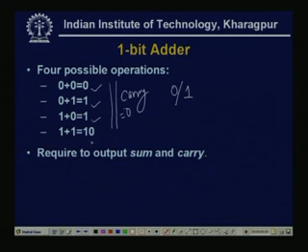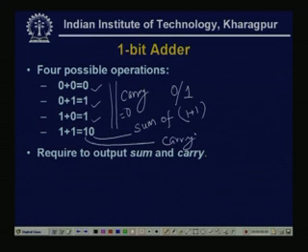In binary, 1 0 means this is 2 represented in binary. So, 0 is the result, the sum of 1 plus 1, and this 1 is the carry. So, in this case carry is 1. These are the 1 bit adder functions. From here we can tell that we require 2 outputs of the adder.